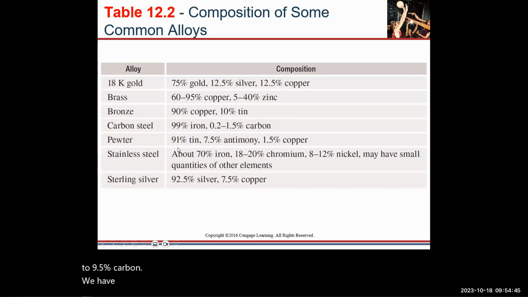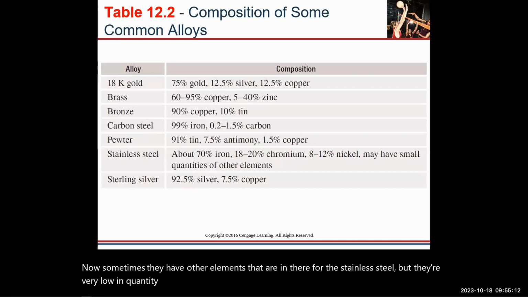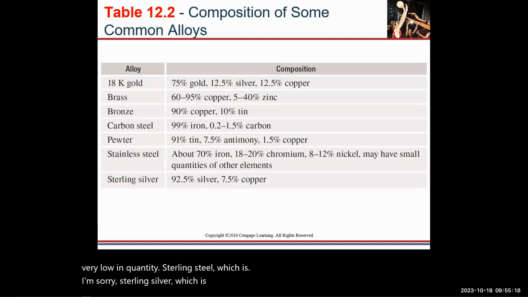We have pewter, which is 91% tin, 7.5% antimony, and 1.5% copper. And stainless steel, which is 70% iron, 18 to 30% chromium, 8 to 10% nickel. Now, sometimes they have other elements that are in there for the stainless steel, but they're very low in quantity. Sterling silver, which is 92.5% silver and 7.5% copper. Okay, so those are some of the common alloys that you may come across.